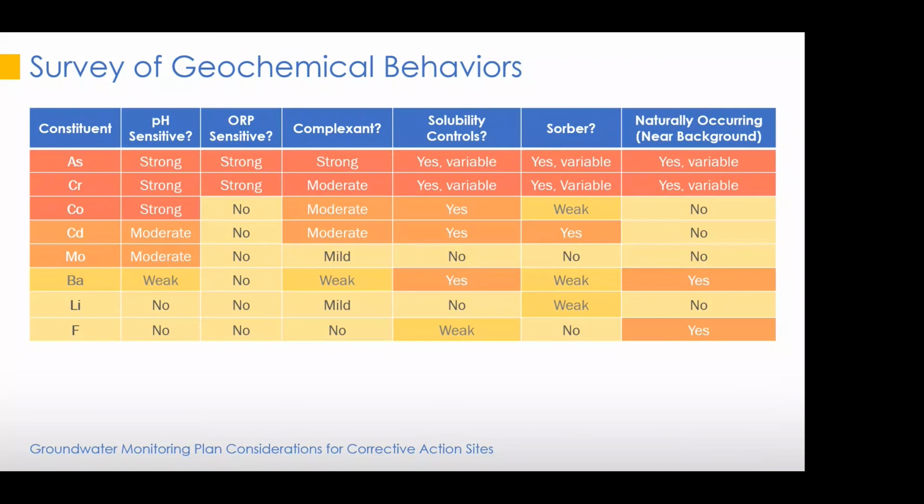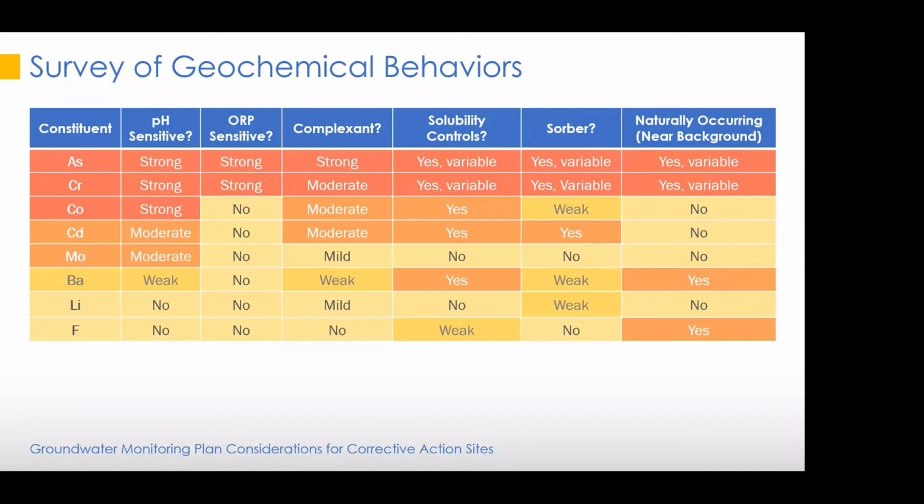Solubility controls are minerals in the subsurface that either can release chemicals into the groundwater, or if the concentration in the groundwater is high enough, can cause precipitation. And then sorber asks whether or not these chemicals can interact with surfaces of minerals and adsorb onto the surfaces. The final column talks about naturally occurring.